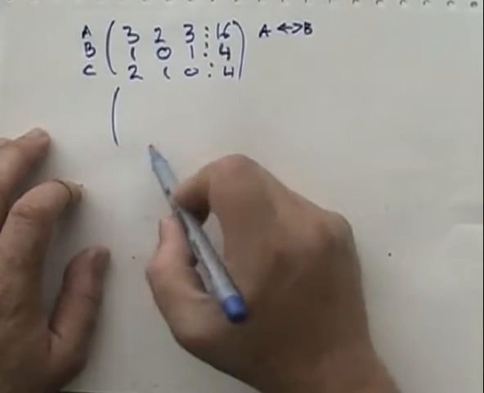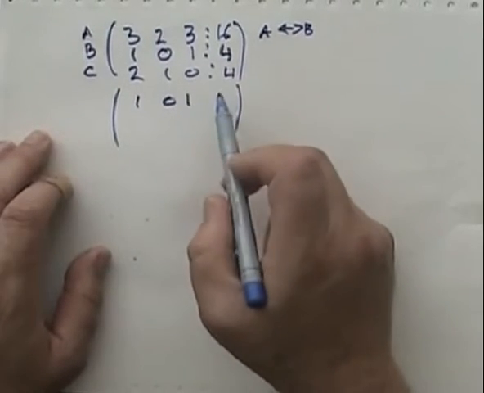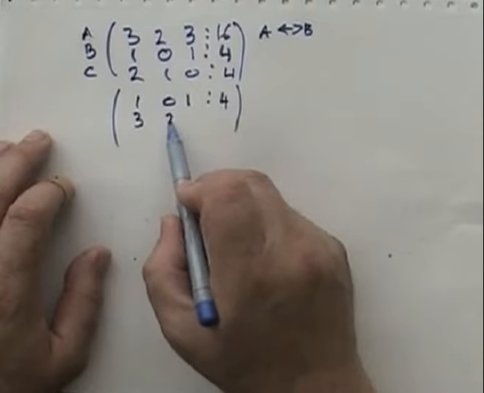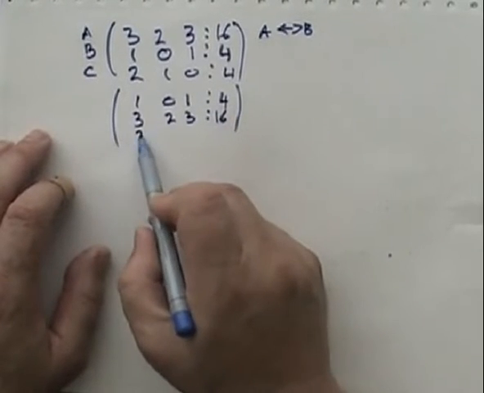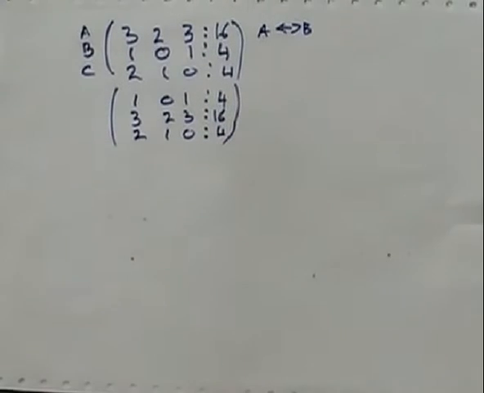So now the new format looks like 1, 0, 1, 4, 3, 2, 3, 16. Because remember, these are equations. You can just swap equations around. That's cool. That's done. Now I can do two operations. As I said, in the last example we just did one at a time, but I'm going to do two at a time here.